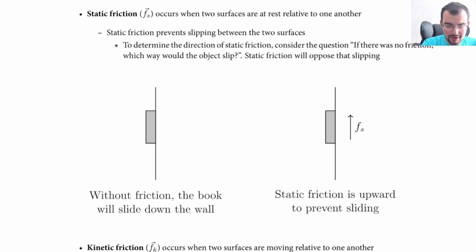For example, if I have a book attached to a wall, if there was no friction there, the book would definitely just start sliding down the wall, right? Friction is what's sticking this to the wall. So that means that friction must be up, because if there wasn't friction, downward sliding would occur.